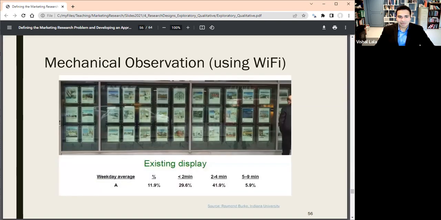Here's one example of mechanical observation of respondents. It's a study by Raymond Burke, where they were doing a study to learn about which of these displays are more effective. They had this one experiment where they had this one display, and they're trying to learn by seeing how long somebody stays in front of this display whether it's effective or not. Their way of measuring how long somebody was in front of the display was based on how long the phone was linked to the free Wi-Fi service offered there.